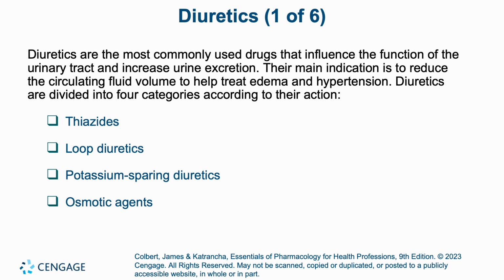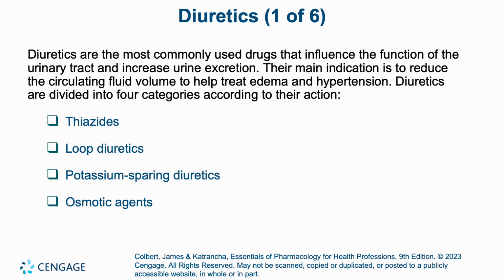Diuretics. Diuretics are the most commonly used drugs that influence the function of the urinary tract and increase urine excretion. Their main indication is to reduce the circulating fluid volume to help treat edema and hypertension. Diuretics are divided into 4 categories according to their action.